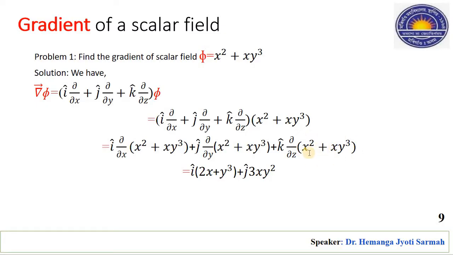In the last term, we can note that there is no z term and there is only x and y term. So for this term, there will be no result. This term will vanish basically. So after simplification, we are getting like this.